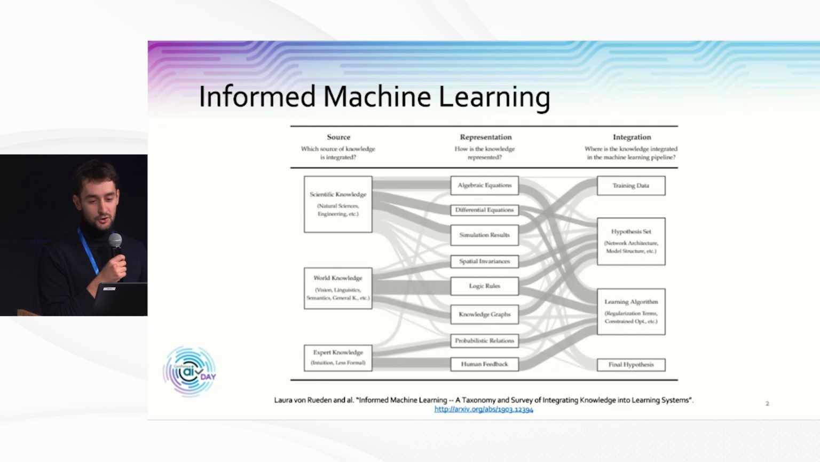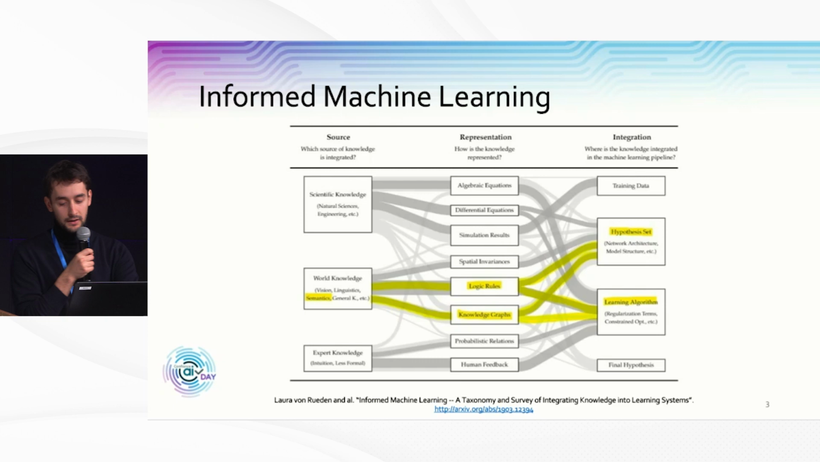But just first quickly, as you can imagine, there are many ways one can try to embed or infuse background knowledge into a neural network, depending on the source of the knowledge, its representation, so is it mathematical equations describing the physics of your system, or is it logical rules that some experts came out with? And the stage of the ML pipeline that you're trying to boost or improve with your symbolic knowledge. To locate a little bit my work, I'm mainly using semantics in the shape of logical rules and knowledge graphs, and I'm trying to improve either the architecture of the network or the learning algorithm. So this is a summary of that.